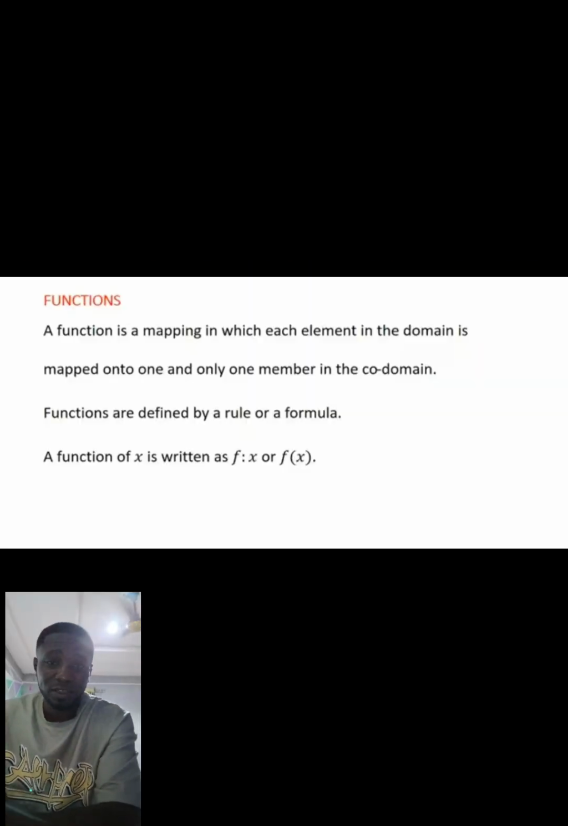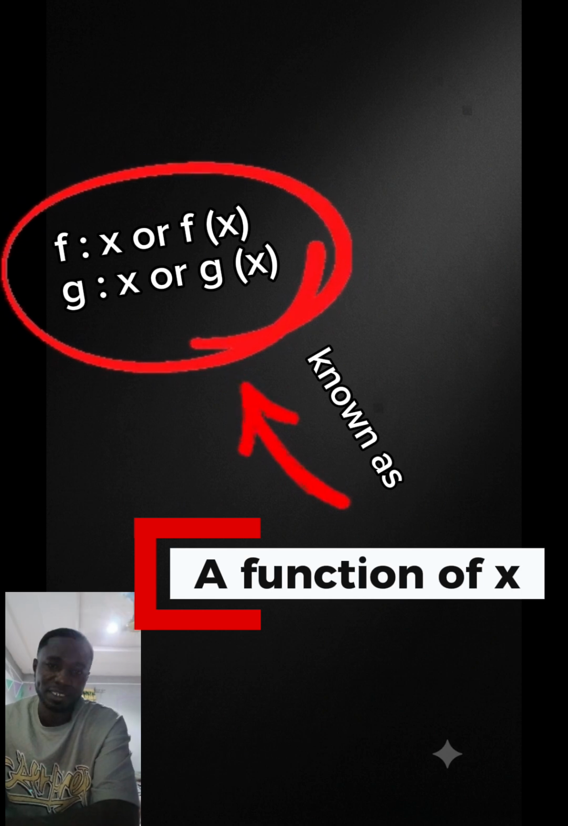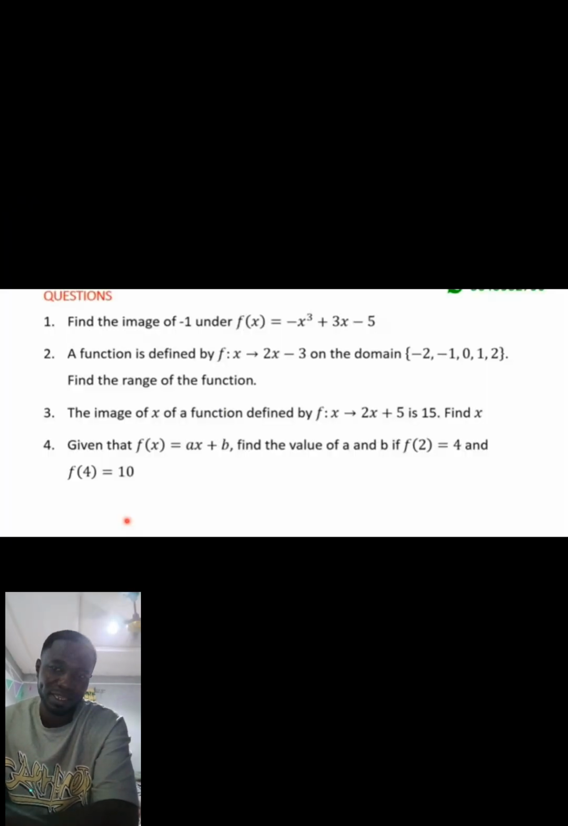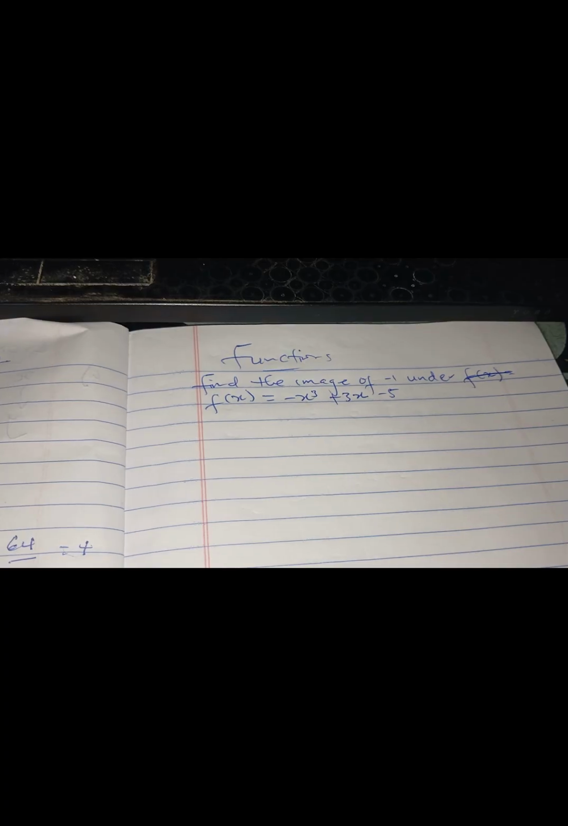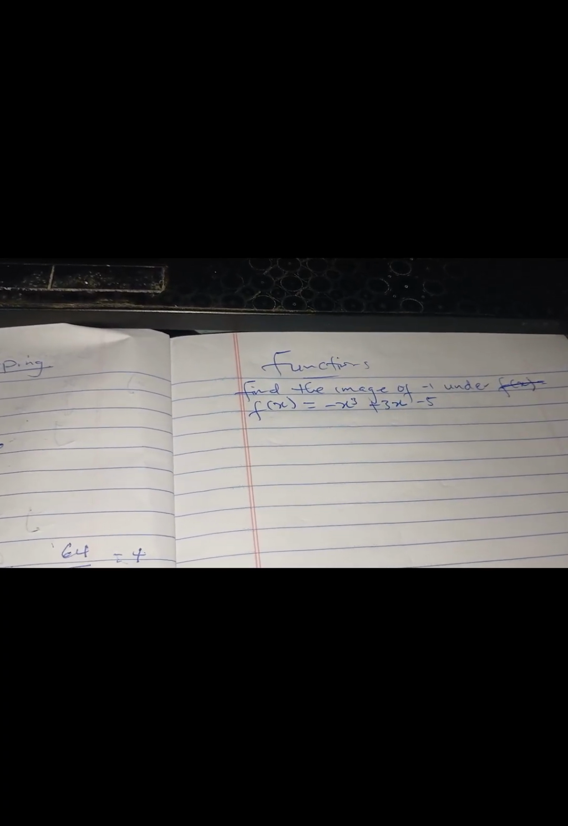Functions. A function is a mapping in which each element in the domain is mapped onto one and only one member in the codomain. So functions are defined by a rule or a formula. Now a function of x is written as f of x, or f(x). We are to find the image of minus 1 under f(x) = -x³ + 3x - 5.